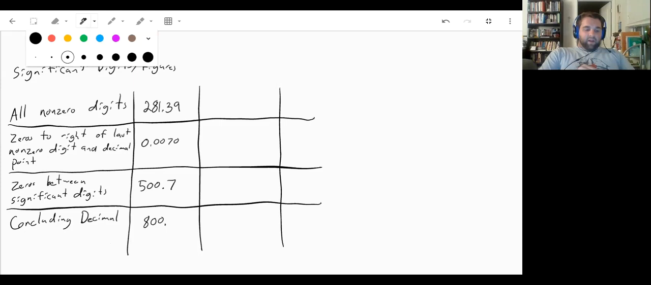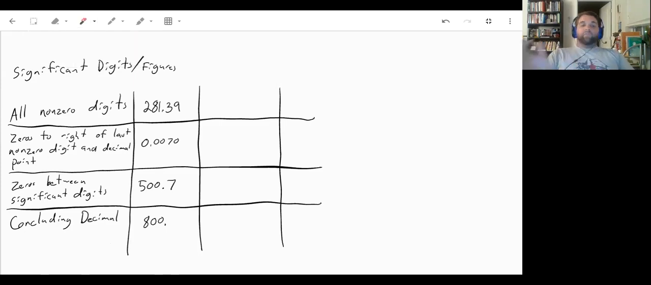So for example, in this very first one, if all of your digits are not 0, all of your digits are significant. So our significant digits are the 2, 8, 1, 3, 9. So your total number of significant digits or significant figures is 5. The 2, the 8, the 1, the 3, and the 9. All 5 are significant. Now, zeros are where it starts to get tricky.